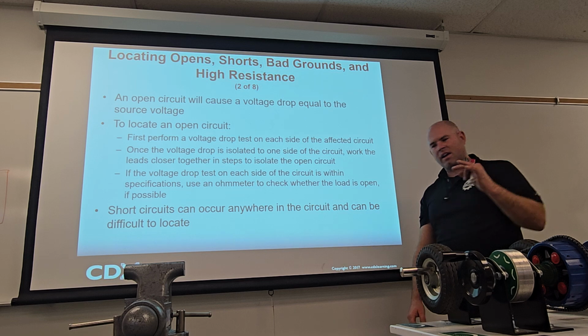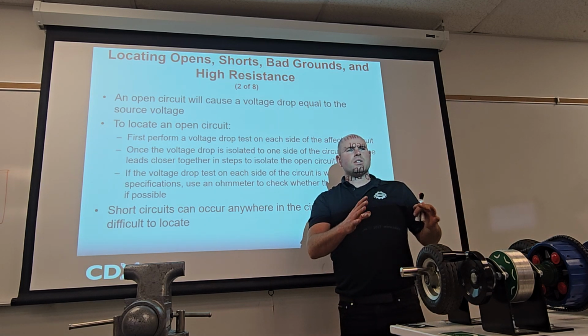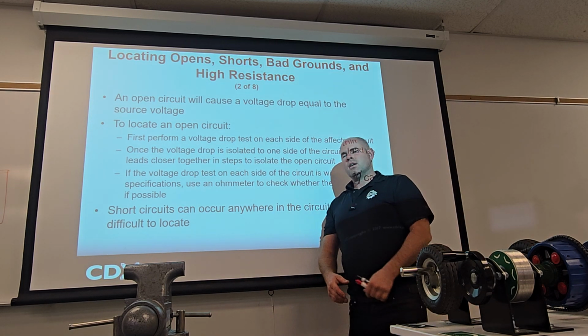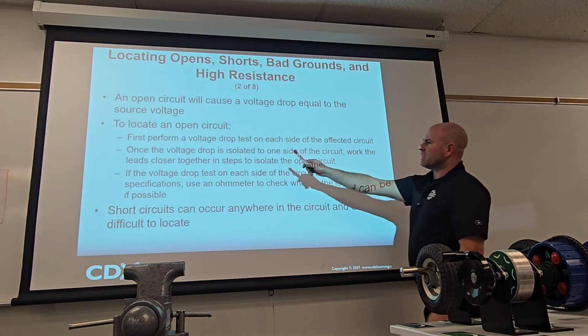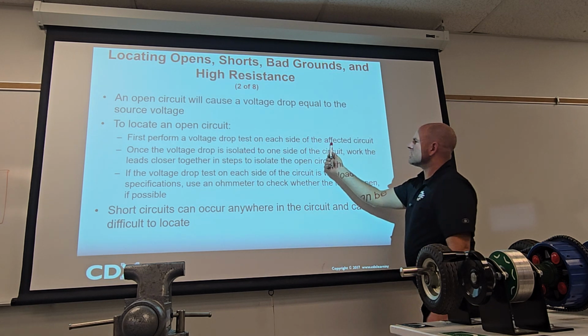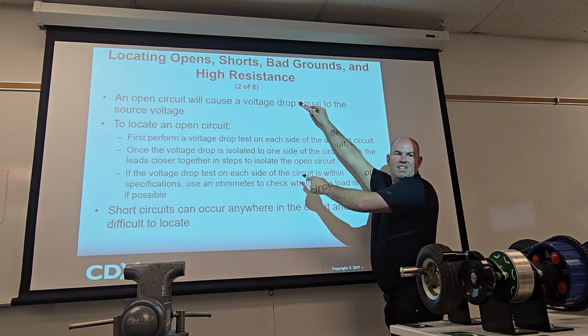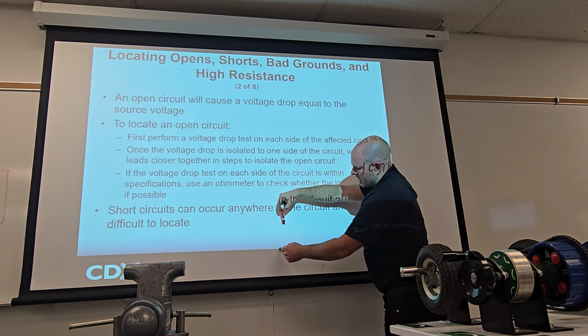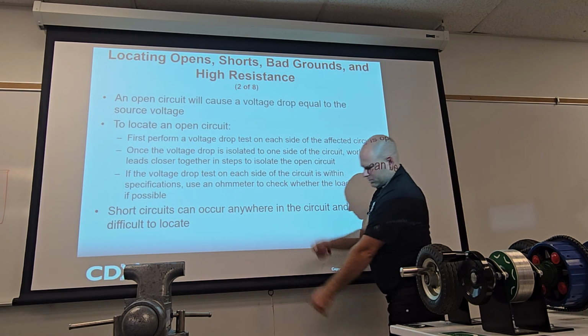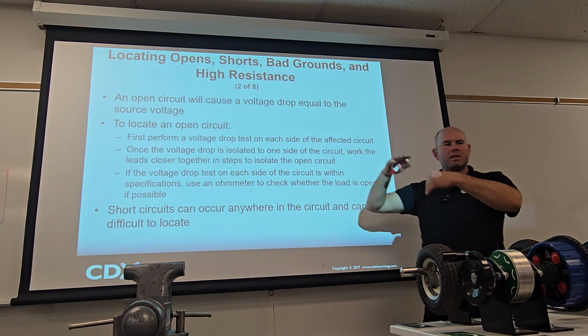Exactly. It always does every single time. Whatever has the resistance will take the voltage, period. Every single time. Okay, so what it's saying is first perform a voltage drop test on each side of the affected circuit. So that means voltage drop the positive. Is it good? Cool. Voltage drop the negative. Is it good? No. Okay, then the problem's down there. Makes sense? It's just saying split it in half.